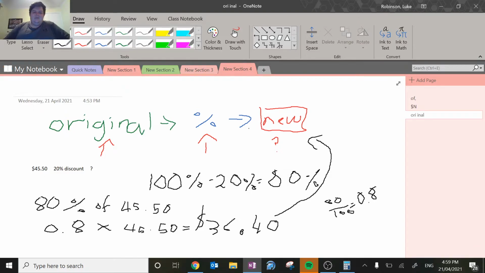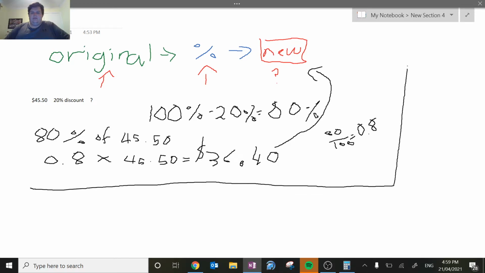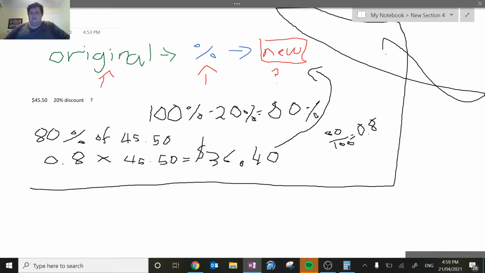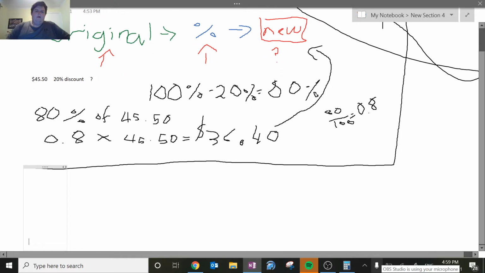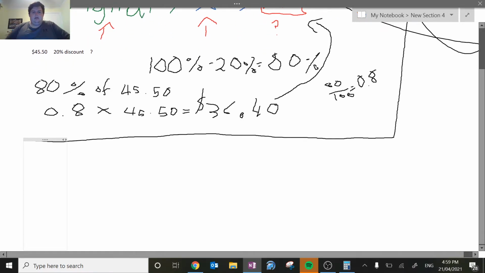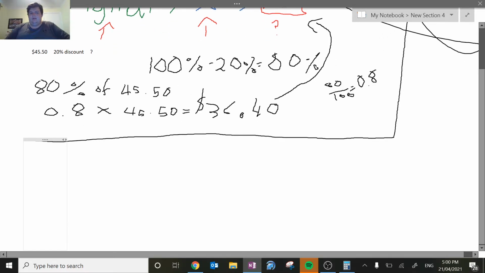All right. So now let's look at the possibility that we've done one where we're finding the new price. Let's pretend that we'll do another one, and this time we'll have the percentage and the new value, but not the original value. So this time the original value is unknown, similar to before.